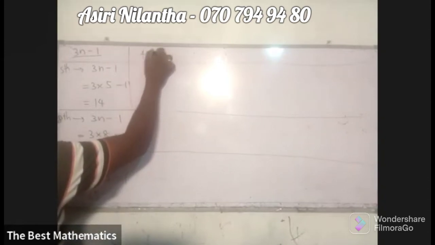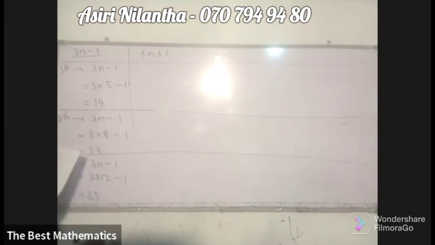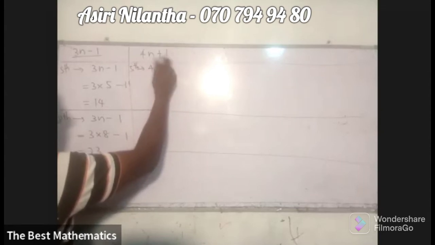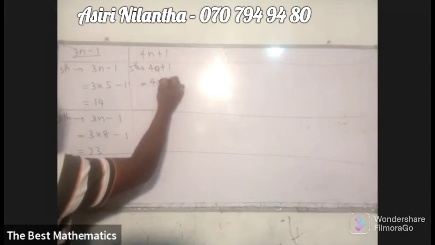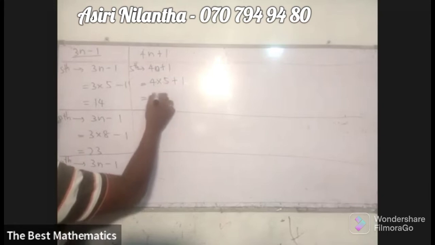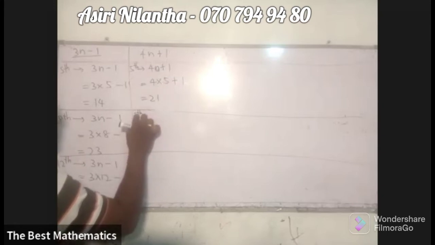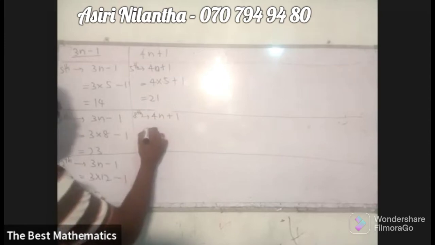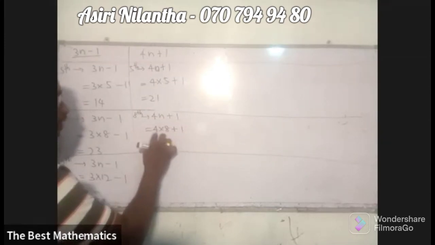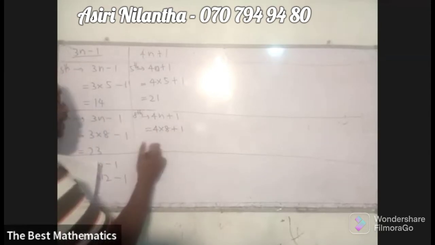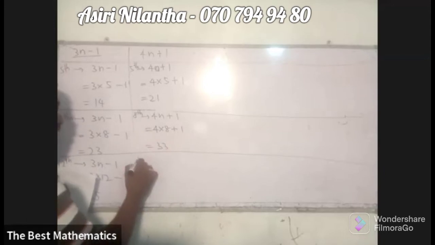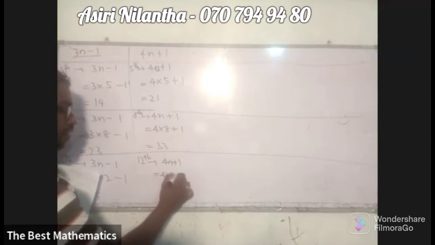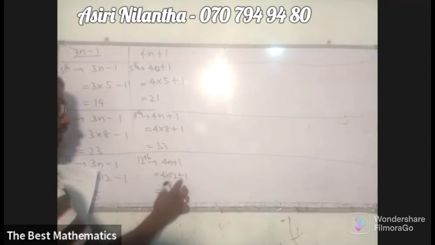Then 4n plus 1. Fifth: write the general term again, 4n plus 1. 4 times 5 plus 1. 4 times 5 is 20, plus 1 is 21. 8th: 4n plus 1, 4 times 8 plus 1. 4 times 8 is 32, plus 1 is 33. 12th: 4n plus 1, 4 times 12 plus 1. 4 times 12 is 48, plus 1 is 49.